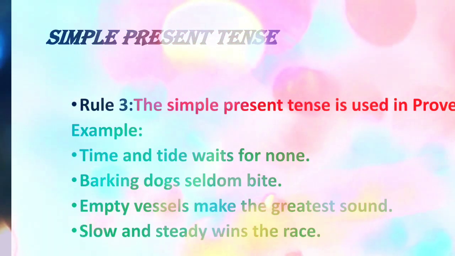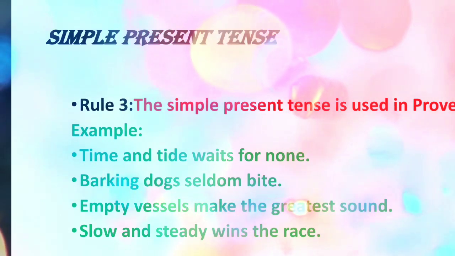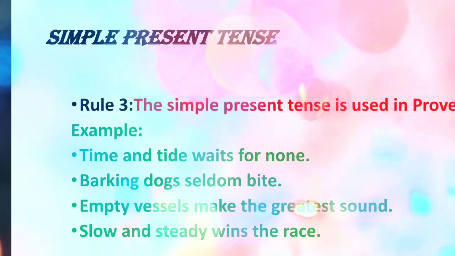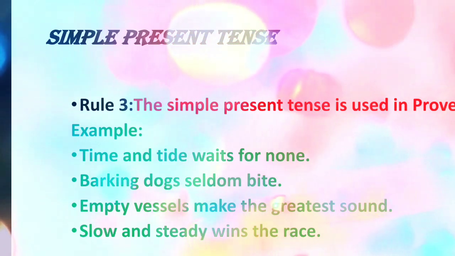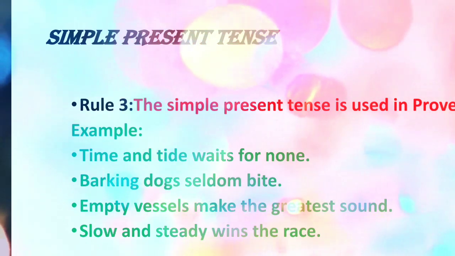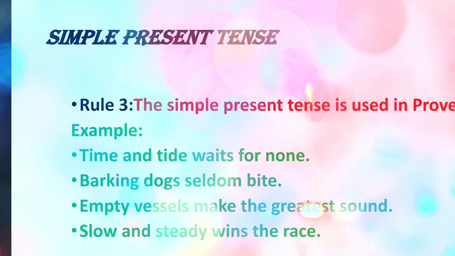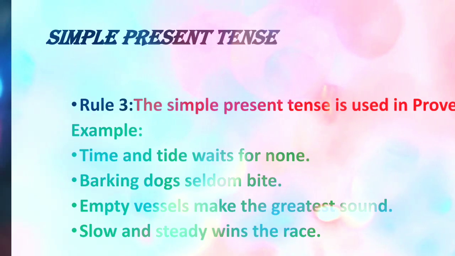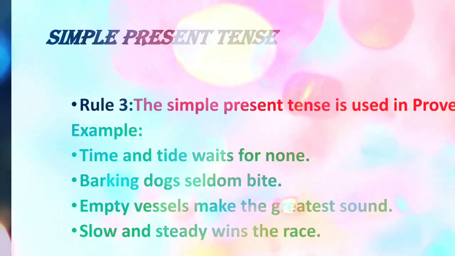Next: slow and steady wins the race. It is also a proverb. Slow means dhime, steady means continuous. As you know very well the story of the tortoise and the hare, this is the moral of that story: slow and steady wins the race, which is followed by the tortoise.